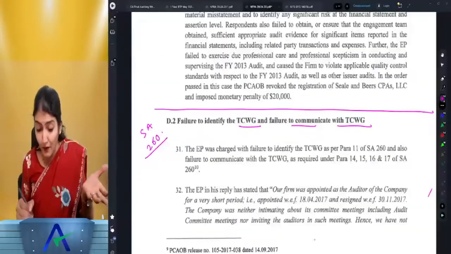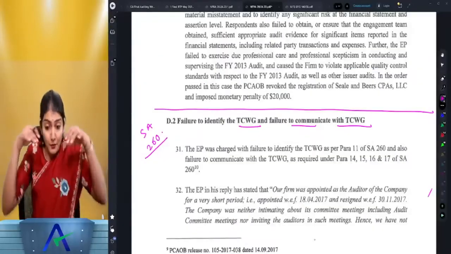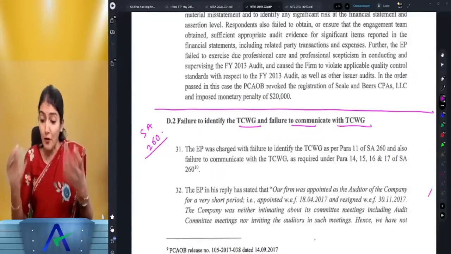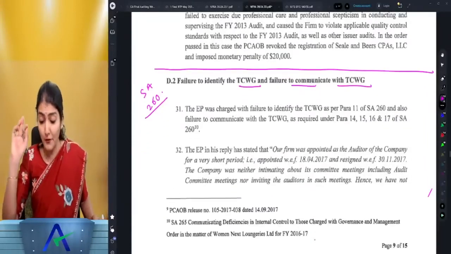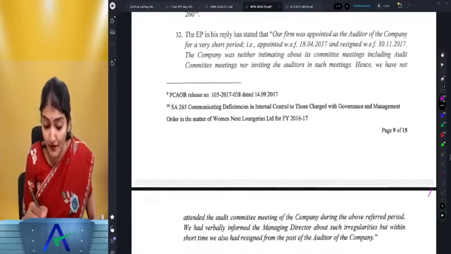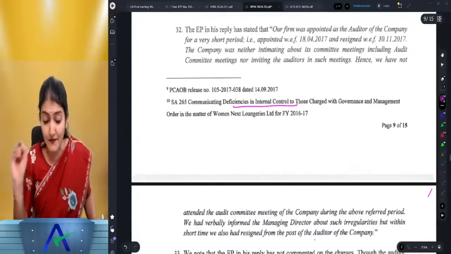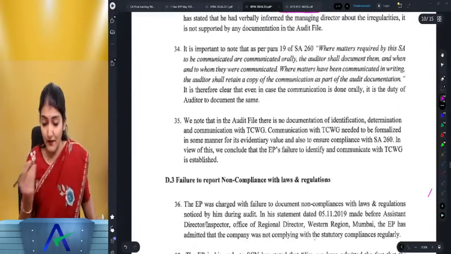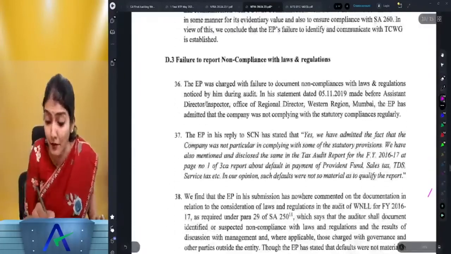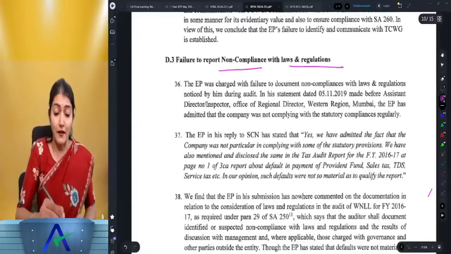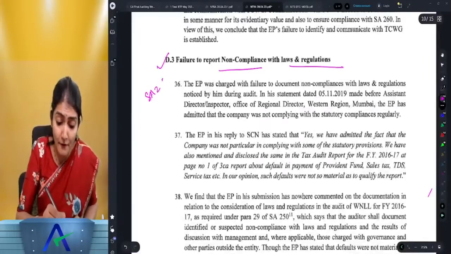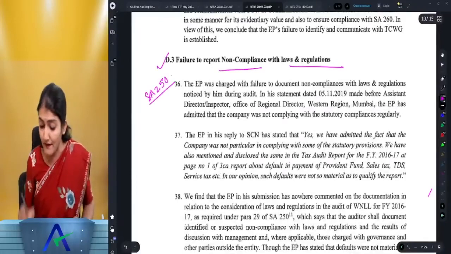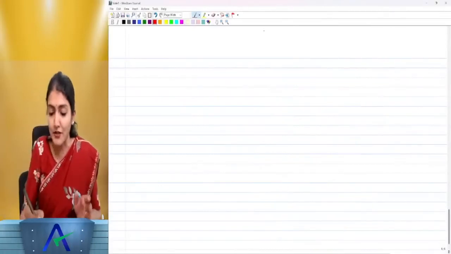And this particular auditor, what did he do over here? Failure to identify TCWG, and then on top of that, failure to communicate with the TCWG. Then communicating also SA 265, deficiencies in internal control. They have not commented on that. Then failure to report non-compliance with the laws and regulations. So that is SA 250, consideration of laws and regulations in an audit of financial statements.